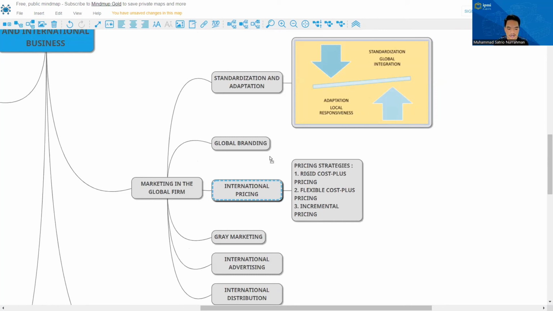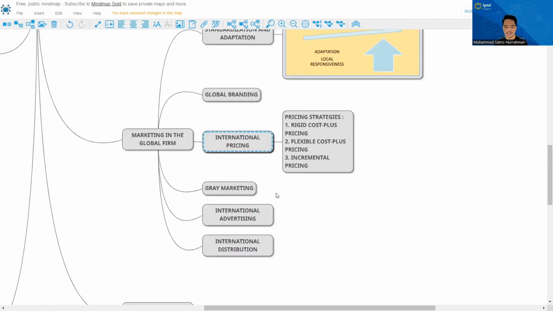And then there is gray marketing. What is gray marketing? Gray marketing is when marketers buy the product at a low price in one country, import the product to another country, and sell it at a higher price. That is gray marketing. And then the next subtopics for marketing in the global firm are international advertising and international distribution. We learn about this in this course, of course.